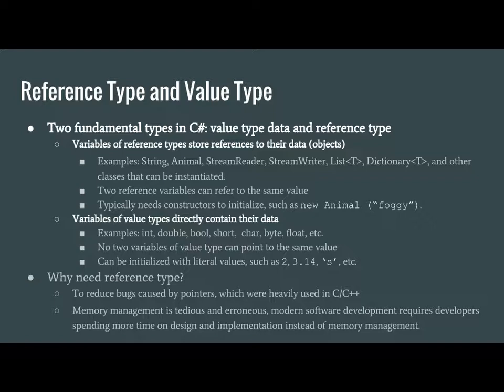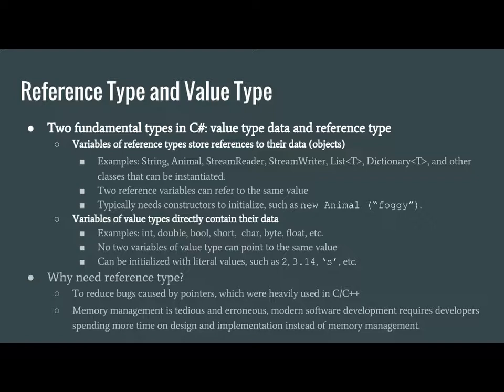However, for reference type, it's a little bit different. You declare a reference and give some value to it, and then you can give another reference that points to the same value. So basically, two references can refer to the same thing. So what are reference types? For instance, string, animal, class would create, stream reader, stream writer, list, dictionary, and many other classes that are in C#. So two references can refer to the same value or same thing, but two value types cannot refer to the same thing.